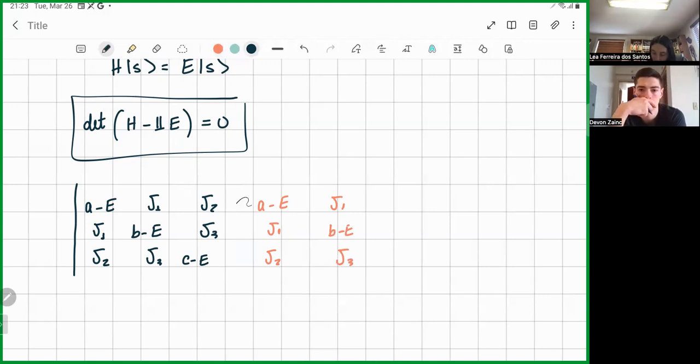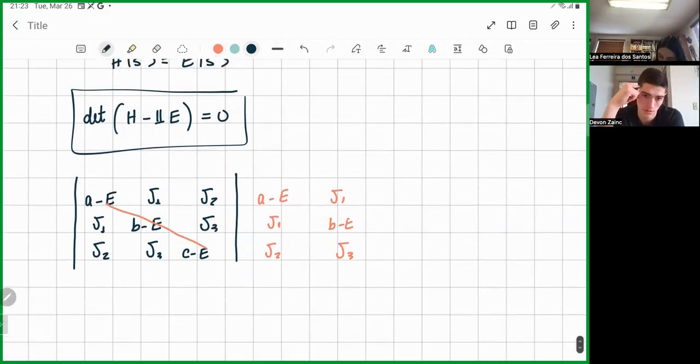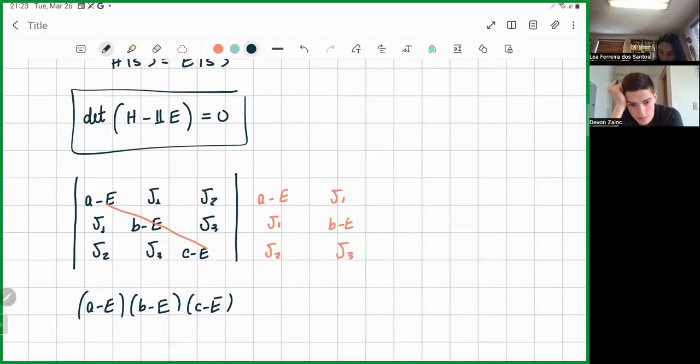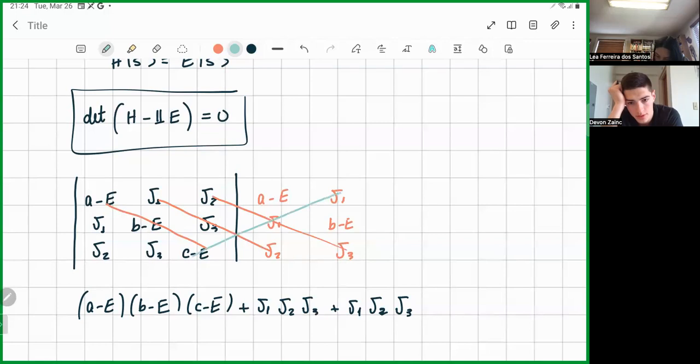And then how do we go? Diagonal again. Okay, so multiply the whole diagonal: A minus E, B minus E, C minus E. Now we go diagonal by diagonal. Now let's pick the next one, this other one, plus J1, J2, J3. Okay, now the next, this diagonal. It's again J1, J1, J2, J3. Now we go off diagonal, and this will carry the minus sign. So we go like this, but with the minus sign.